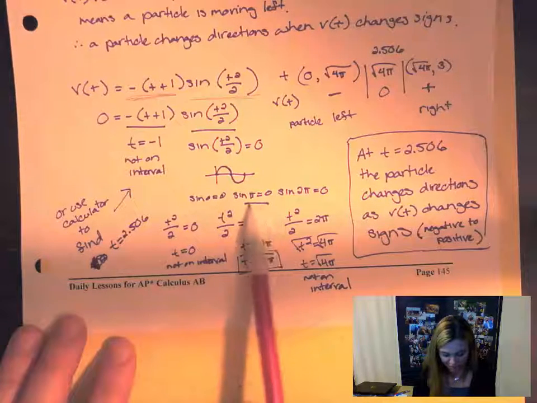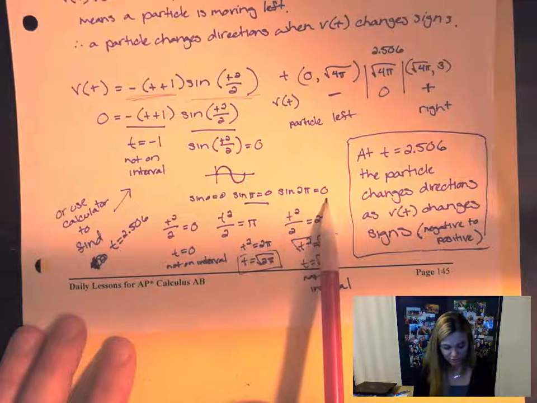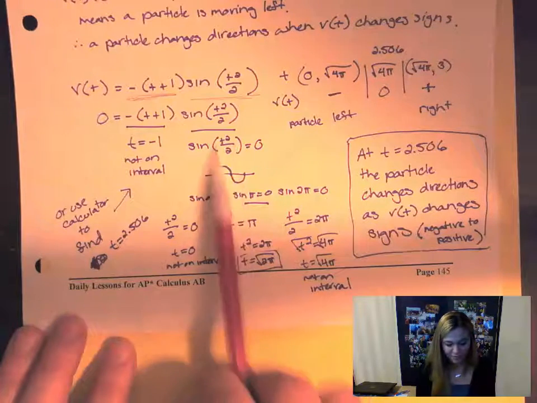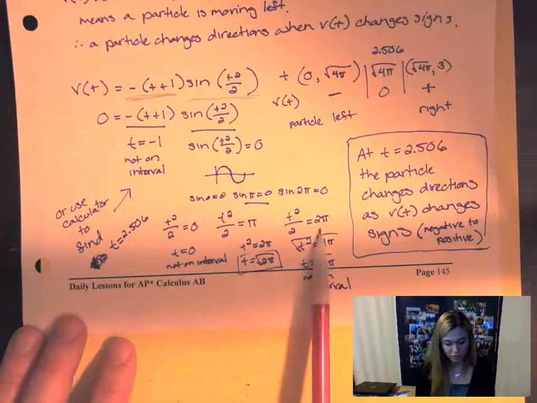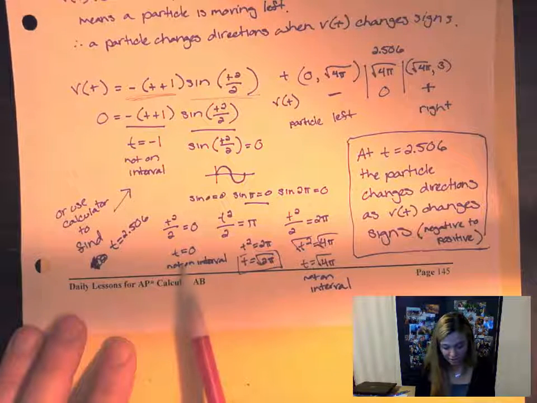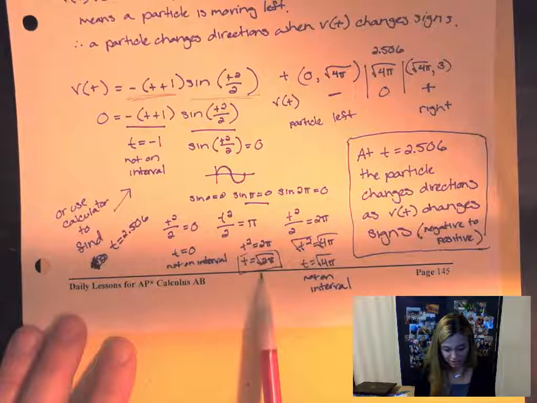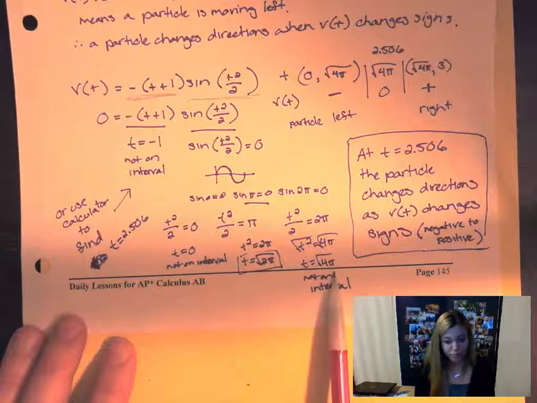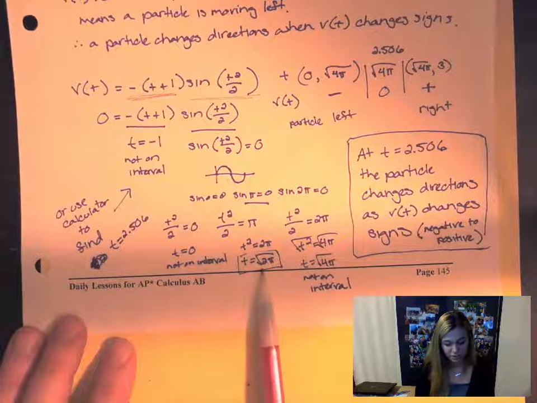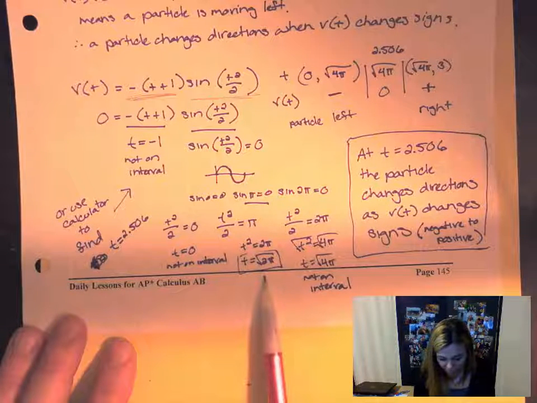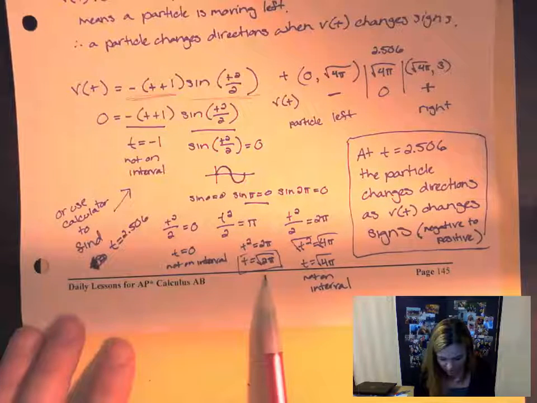So I can say sine of pi is equal to 0, sine of 2 pi equals 0, which means the stuff on the inside, t squared over 2, could be equal to pi. T squared over 2 could be equal to 2 pi. And I can see, I already said before that t equals 0 was not on the interval. T could equal the square root of 2 pi or the square root of 4 pi. Square root of 4 pi is not on the interval from 0 to 3. Square root of 2 pi is, hold on, something happened.